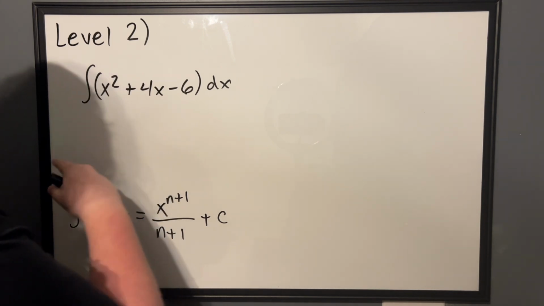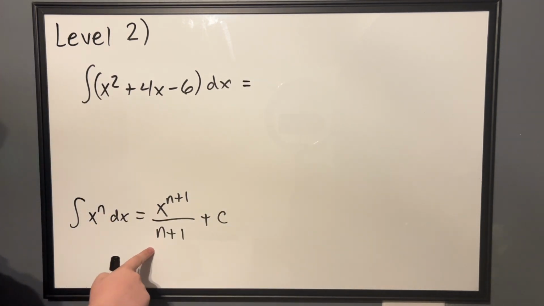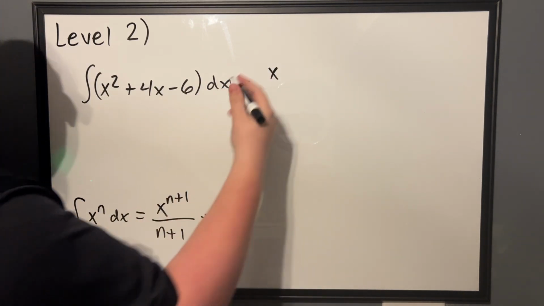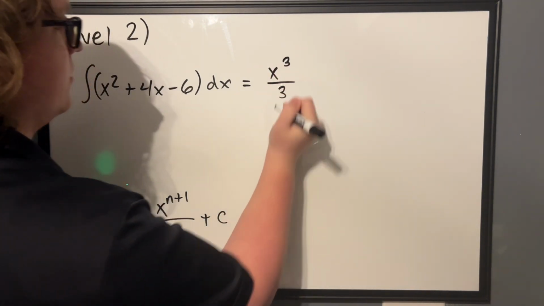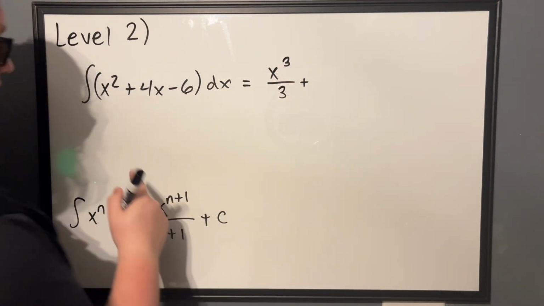So if we take x squared, in this case, n is equal to 2. So when we use this property, we know that this one is going to turn into x to the 2 plus 1. 2 plus 1 is 3. And then we divide by that same number, which is 3. So we have x cubed over 3 for this part, plus this one.